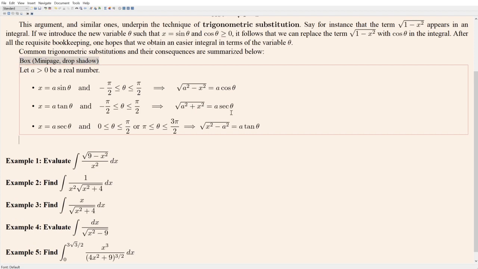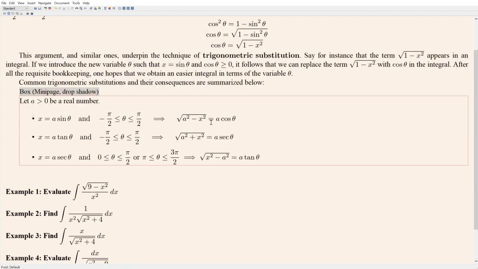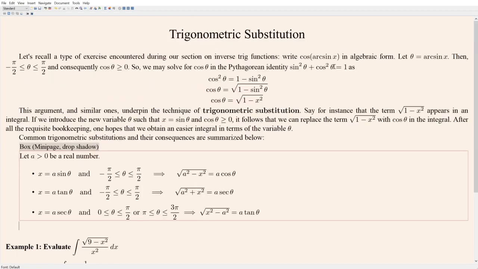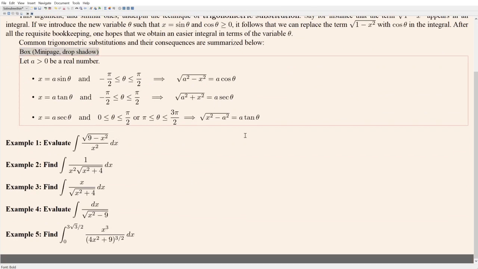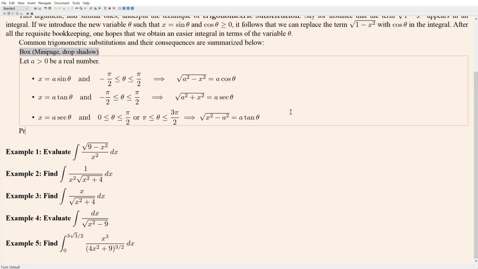So let me just briefly show you. We know that this first identity is due to this Pythagorean identity up here. Let me just quickly verify that these other two hold as well, because indeed, that follows from the other Pythagorean identities.